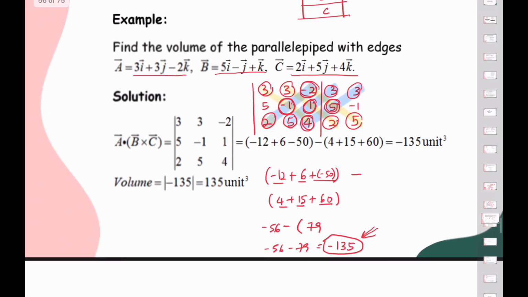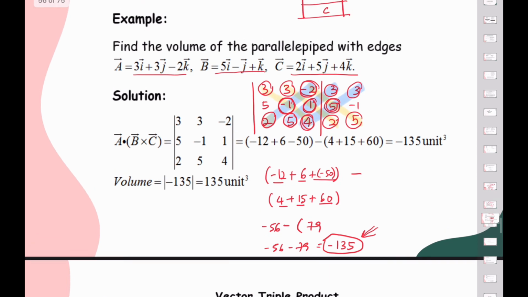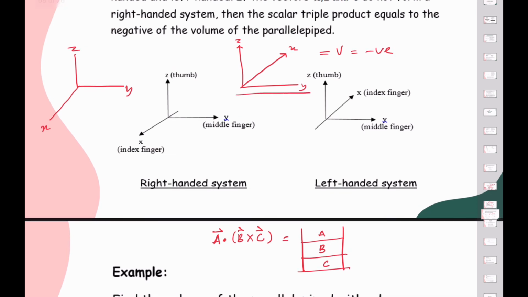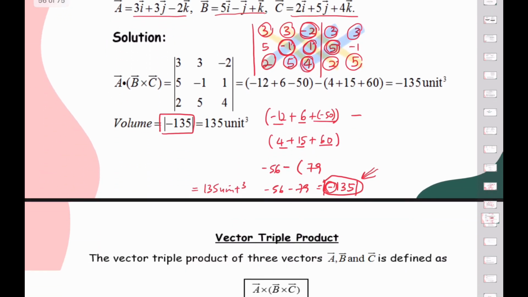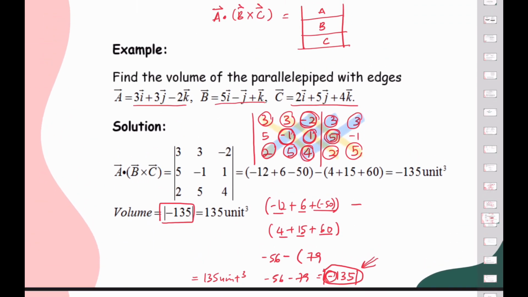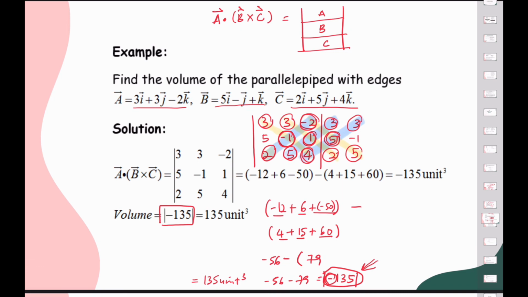But what you need to do is just put the absolute sign here. Okay, the modulus signs here. So your volume will be 135 unit cube. So you just need to ignore the negative sign. The negative sign just shows you that your parallelepiped is in the left-handed system. But the volume must be positive, and you just need to use the same method to find the volume of the parallelepiped.